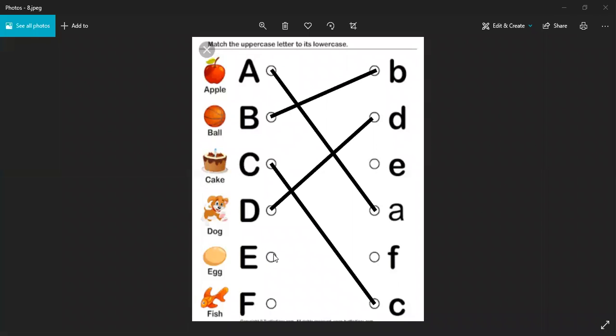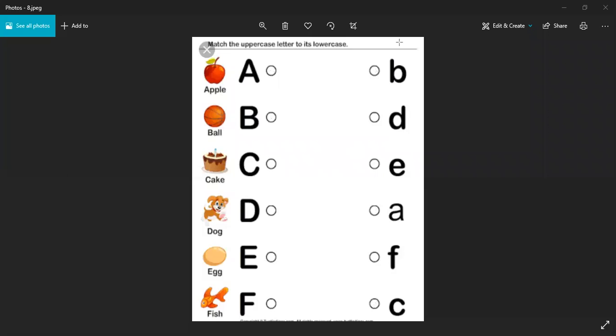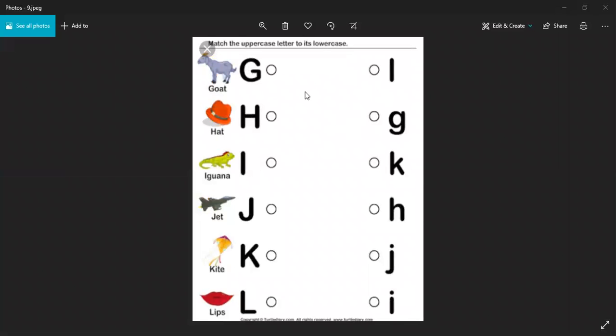Yes. Next, what letter is this? E. E for egg. What is the sound of E? A. Where is small e here? Yes. Next, what letter? F. What is the sound of F? F. F for fish. Where is small f? Yes. Next, understood? Okay, clear? Yes.